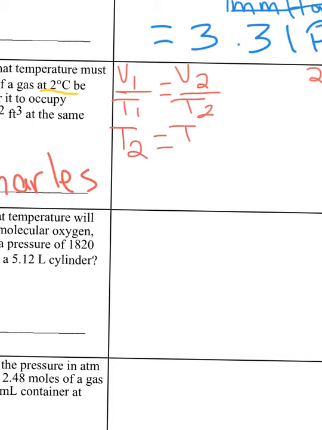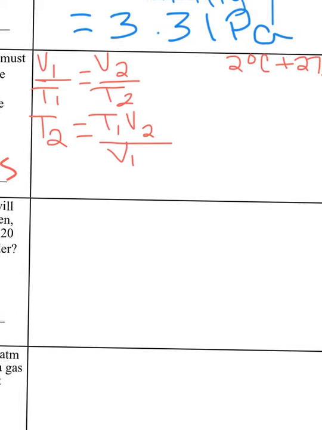So we have T2 equals T1 times V2 divided by V1. I'm not going to go through all the algebra steps. That's just first year algebra. I'll tell you very quickly: I brought T2 over to the other side, divided both sides by V1, and multiplied both sides by T1, to get everything how I want it. And now we just plug in our numbers.